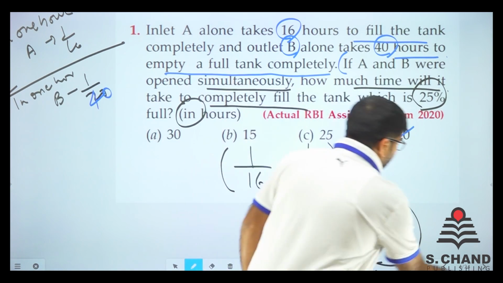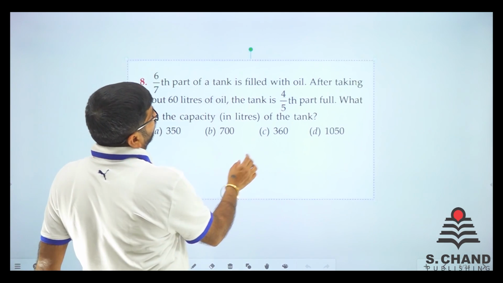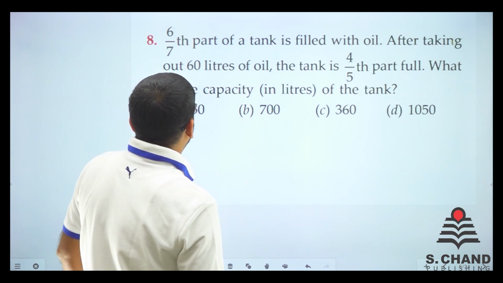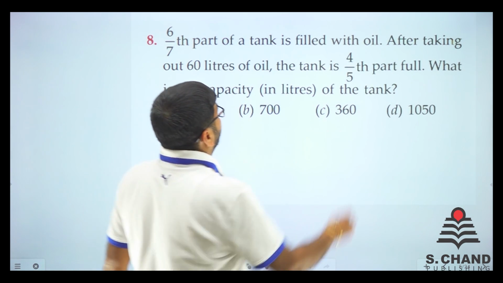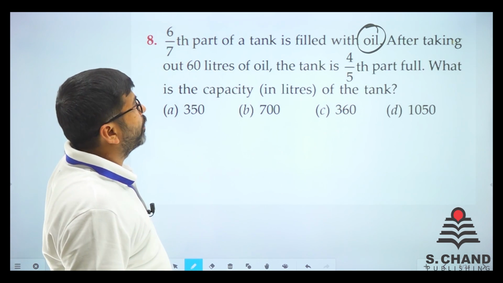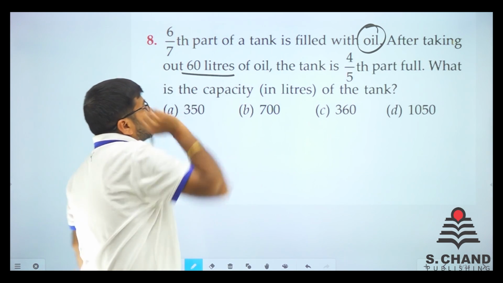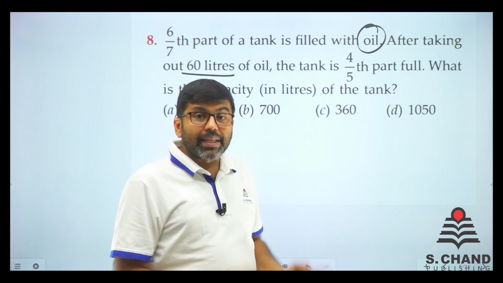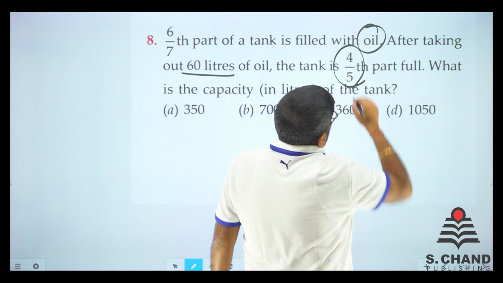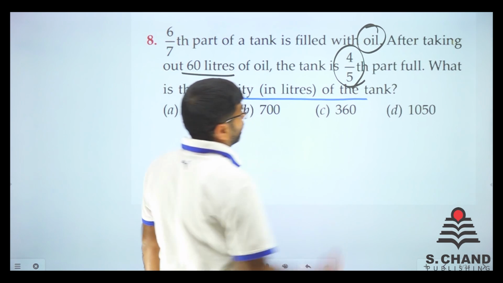Let me take you to the next question. Here it is, question number 8. What does it say? It says that 6 by 7th part of a tank is filled with oil. So not completely filled, it is just filled 6 by 7th part. After taking out 60 liters of oil, the remaining is 4 by 5th part full. So what is the total capacity in liters, right?